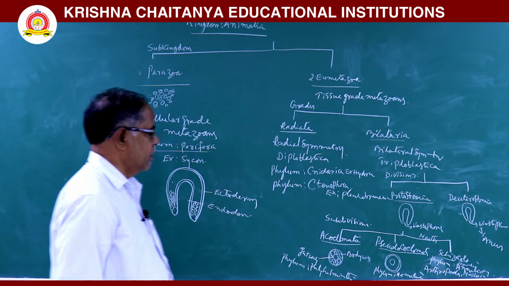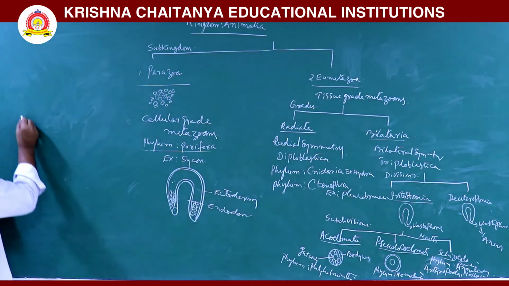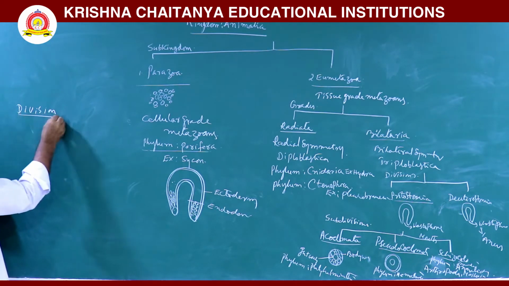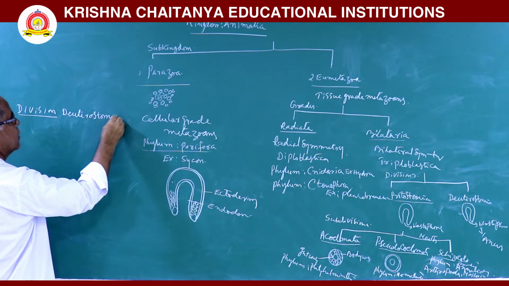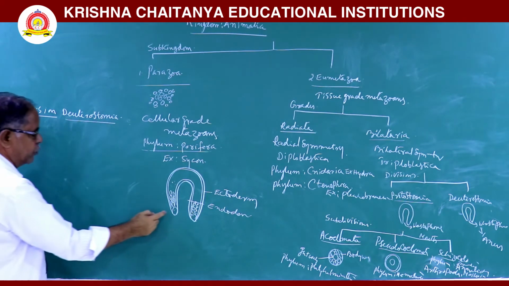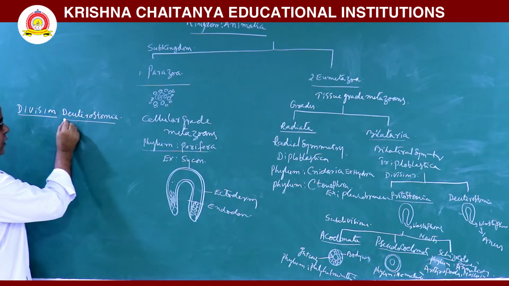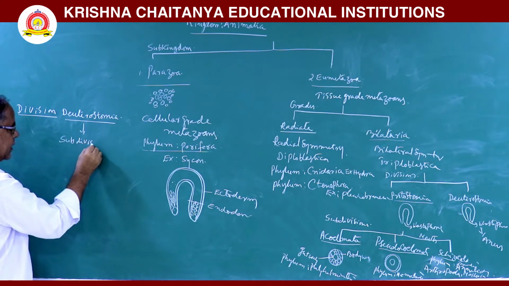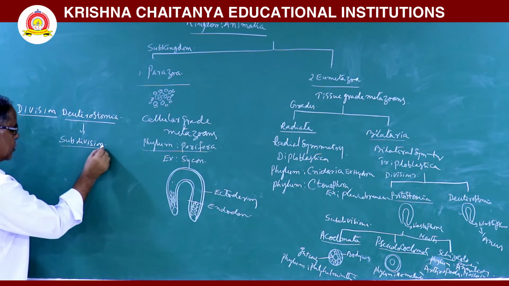This is about Protostomia. Next then, division Deuterostomia. In this Deuterostomia, the blastopore is modified as anus. Next here, in Deuterostomia, only one subdivision is there. That is called Enterocoelomata.